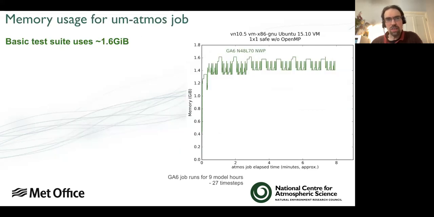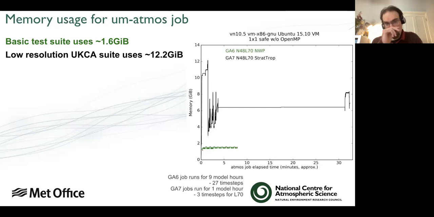But on the virtual machine, they'd been having very small jobs that were running. These only took about 1.5 gigs of memory to run. So this is a job that was running on the virtual machine when I picked it up. It runs for 27 time steps, which is 9 model hours, and it doesn't have UKCA turned on. In fact, it doesn't even have any aerosol in it at all, I think. And so it ran in about 8 minutes, which was pretty good.